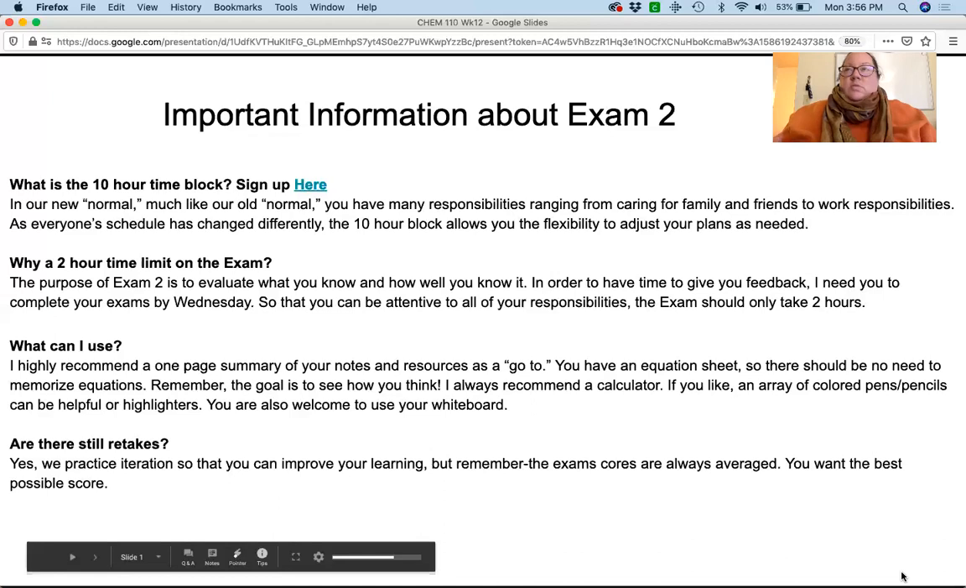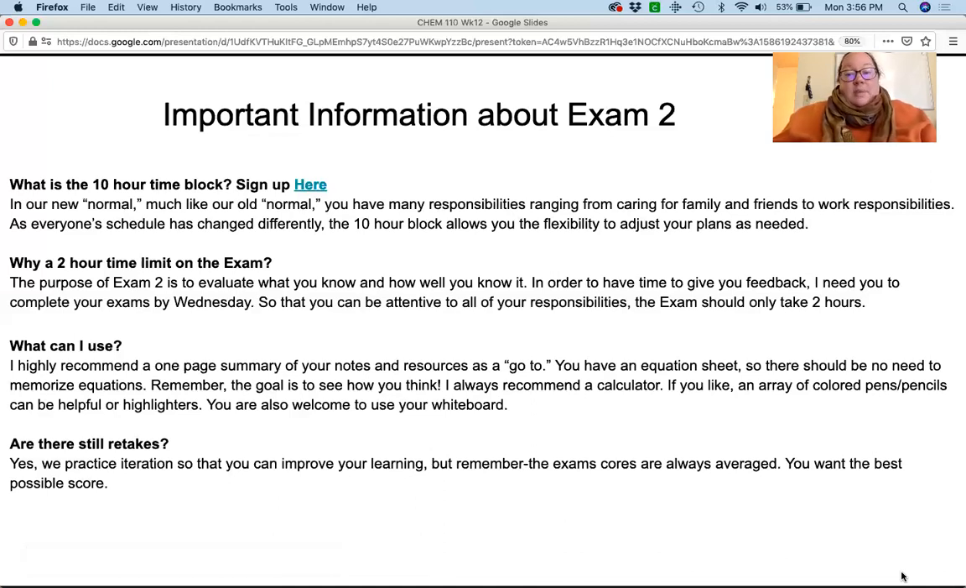So what can you use? Well, I highly recommend that you put together a one-page summary of your notes or resources as a go-to place to start. You can have an equation sheet that's available to you either from what I passed out in class or it's available by email. So there should be no need to memorize equations. And remember, the goal is to see how you think. So I always recommend you have accessible a calculator. There are online calculators if that would be better for you if you don't have one in person. And then you can, of course, have an array of colored pencils or pens or highlighters. So you're welcome to use your whiteboard, essentially any of the tools that would be helpful to you as you take this exam.